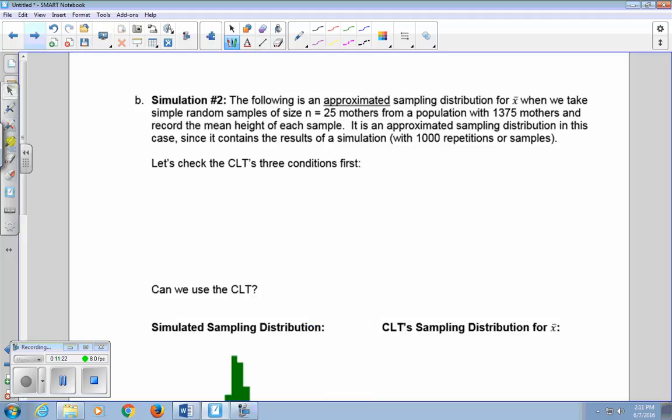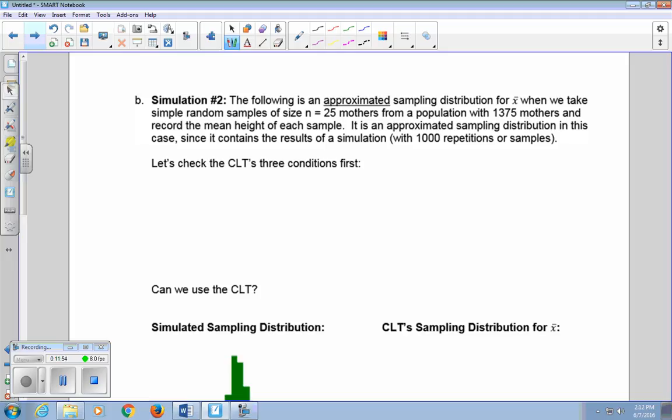Now let's look at simulation number 2. The following is an approximated sampling distribution for X bar when we take a simple random sample of n equals 25 mothers from a population of 1375. And we record the mean height of each sample. It is an approximated sampling distribution in this case, since it contains the results of a simulation with 1,000 repetitions or samples.